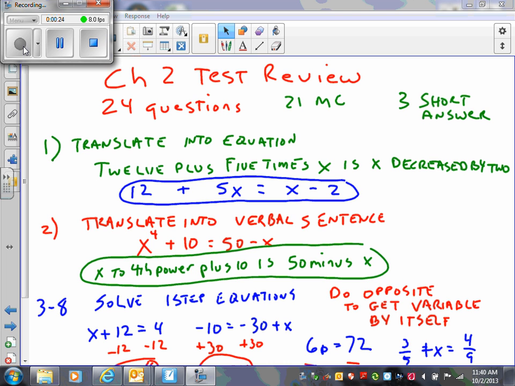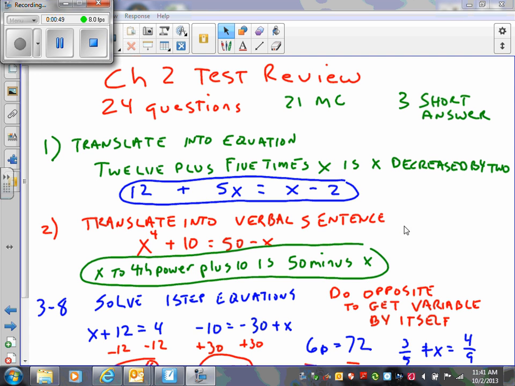So if you have something like 12 plus 5 times x is x decreased by 2: 12 plus 5 times x, notice you don't need a parentheses, you don't need a dot, you don't need anything, 5 times x. "Is" means equals, x decreased means minus 2.